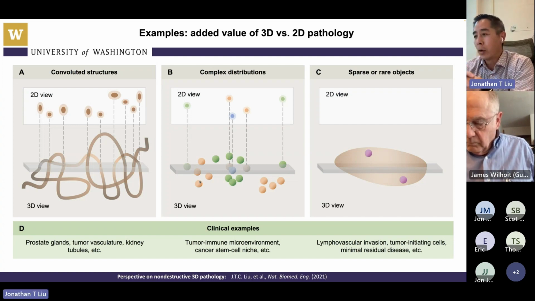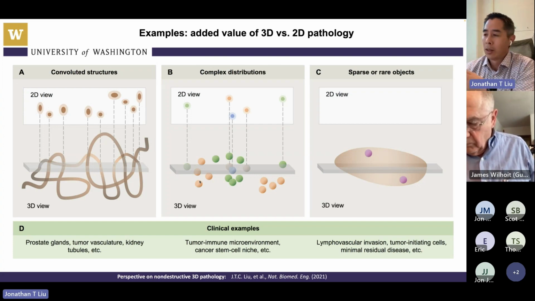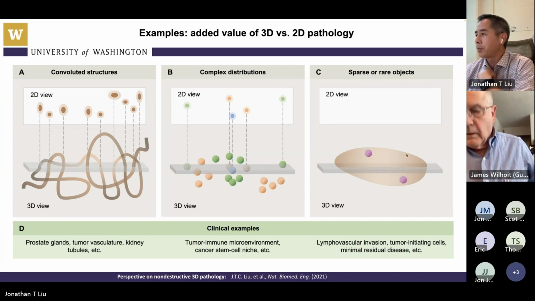And so that's another big market where if we can image these cell populations in 3 dimensions and start to quantify the relationships, we can develop methods to predict which patients would respond the best.